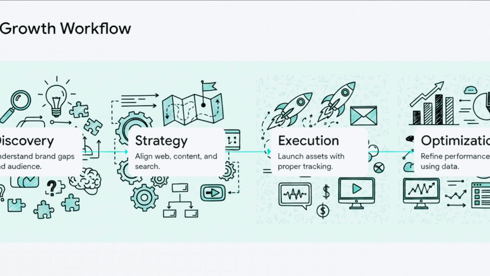And finally, Step 4 is optimization. You refine your performance every single month using real, hard data. This workflow takes all those scattered digital chores and turns them into a predictable, highly optimized growth machine.